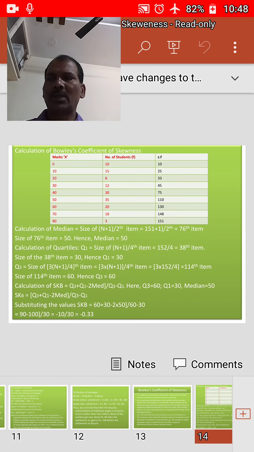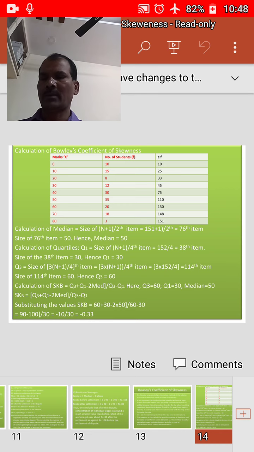60. Calculation of Bowley's coefficient of skewness: SKB is equal to (Q3 plus Q1 minus 2 median) by (Q3 minus Q1). As we all know these figures, Q3 is equal to 60, Q1 is equal to 30, median is 50.